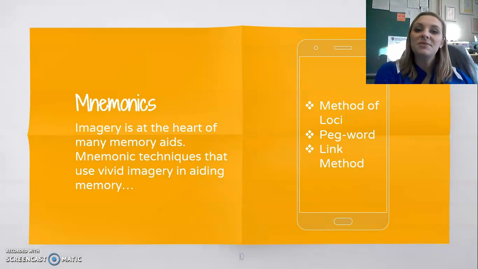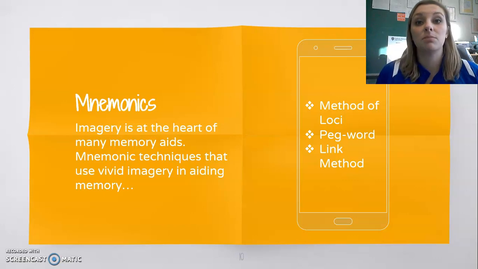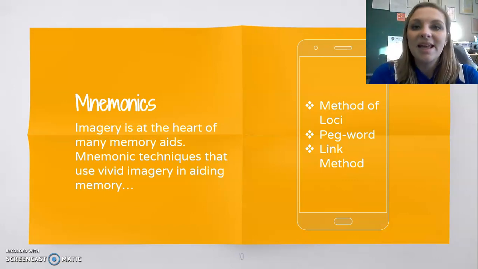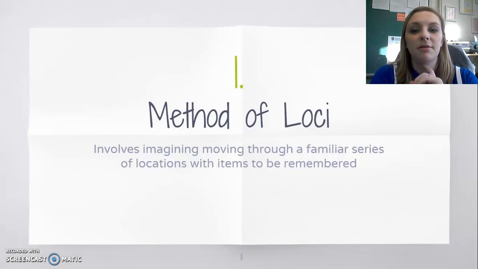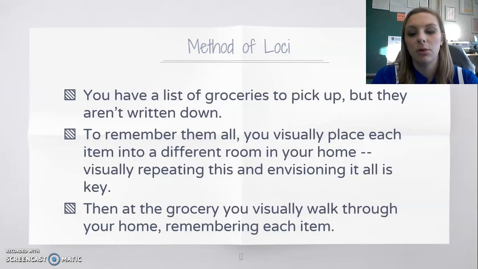Okay, so there's a bunch of different ways that we remember things. And one of the best ways for us to remember things is by use of mnemonics or mnemonic devices. Mnemonics use mainly imagery in order for us to remember things. Okay, so there's a few that we're going to talk about. The first is the method of loci. So the method of loci involves imagining moving through a familiar series of locations with the items to be remembered.